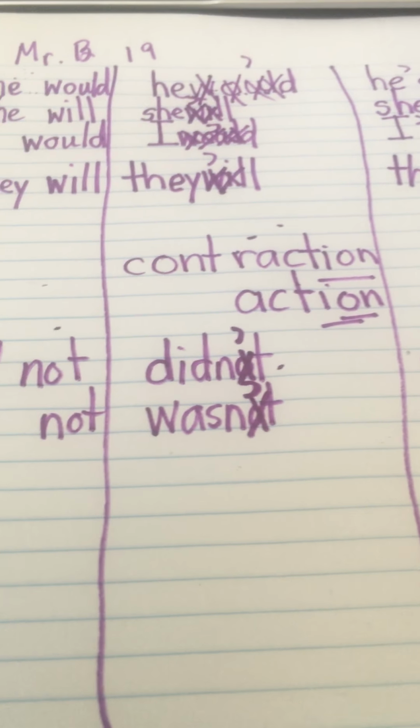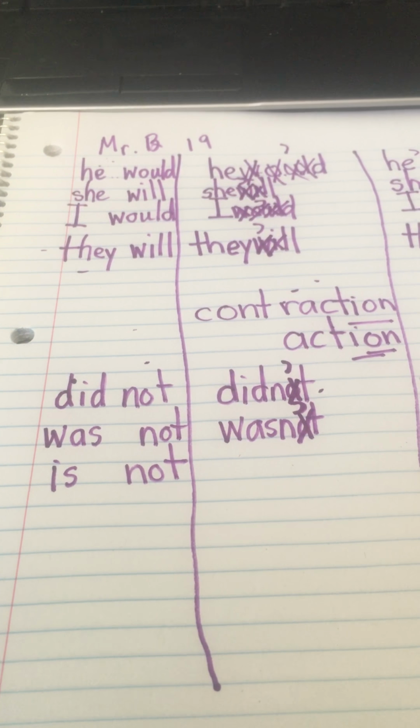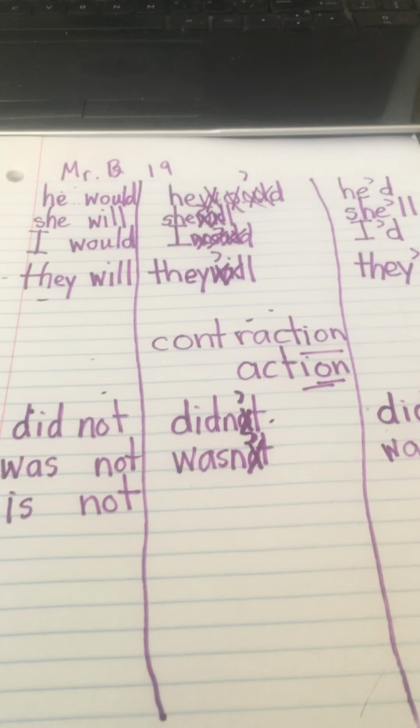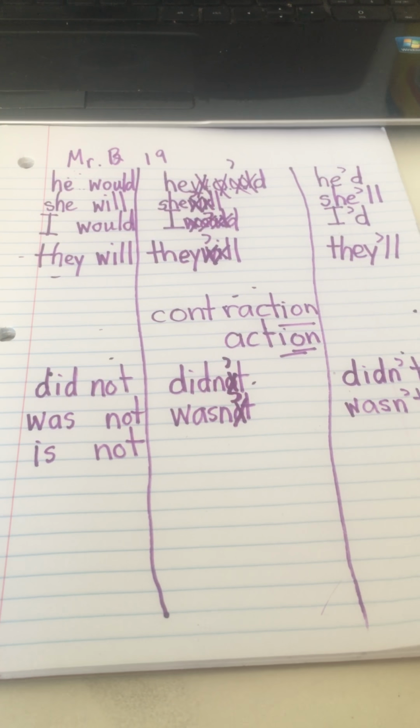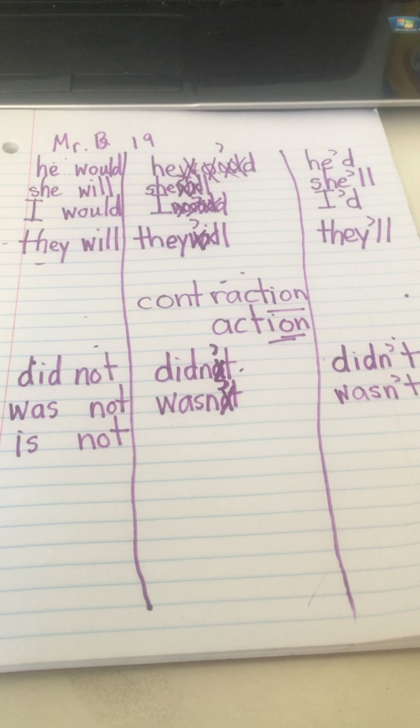All right. Let's try is and not. All right. So can you pause and figure out the robot word and make the contraction on your own? Hit pause and try that.